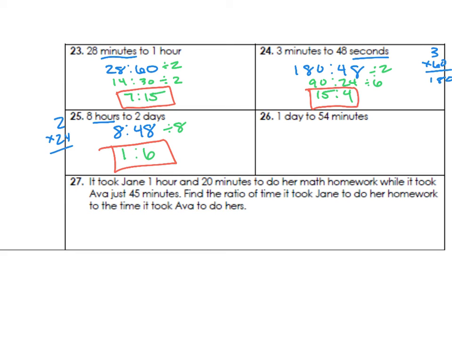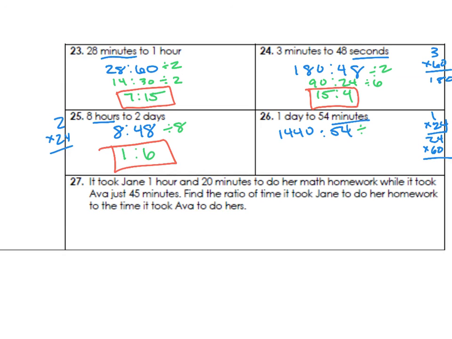26, 1 day to 54 minutes. So let's start with minutes. So I got 54 on this side. Here we go. 1 day times 24 hours. That gives me 24. Times 60. I believe that gives me 1,440. So the question is, what do we do to simplify that?